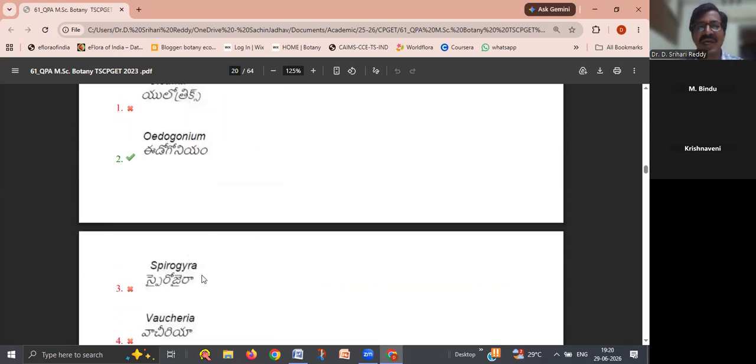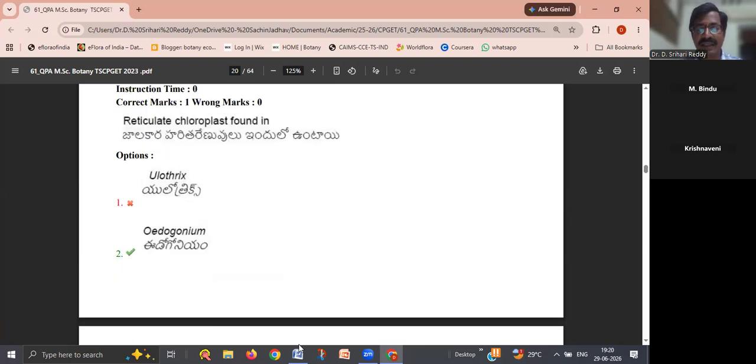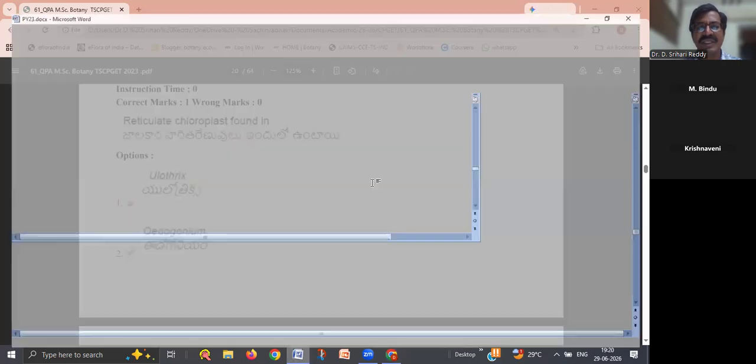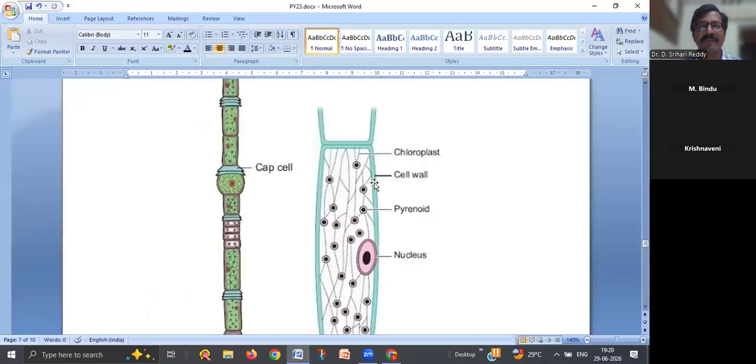You know, Spirogyra, the name is given due to the presence of the spirally coiled chloroplast. You know about the Spirogyra. But in Oedogonium, it is reticulate. Chloroplast is reticulate. You see the structure of the Oedogonium here. It's a single filamentous structure. It belongs to Chlorophyceae. It is a filamentous, unbranched structure.